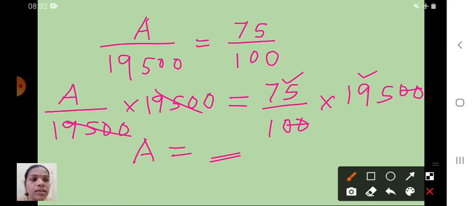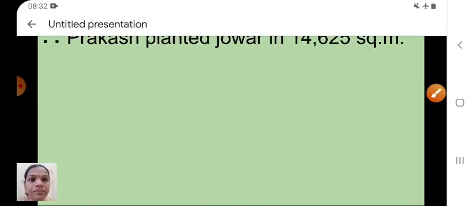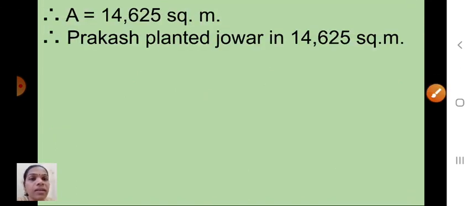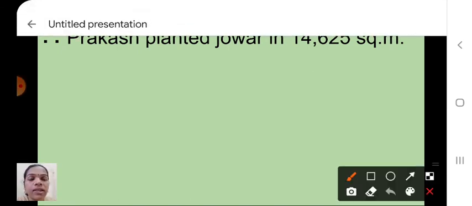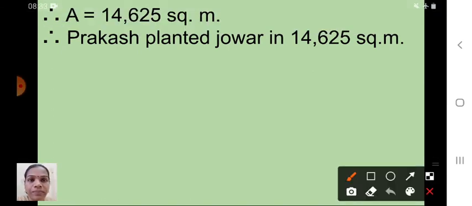So children, see here, did you multiply? So what answer did you get here? See here, A is equal to 14,625 square meter. Okay, so A is what here? Prakash planted Jowar in 14,625 square meter. Understood, children? Yes, I hope you understood this sum.